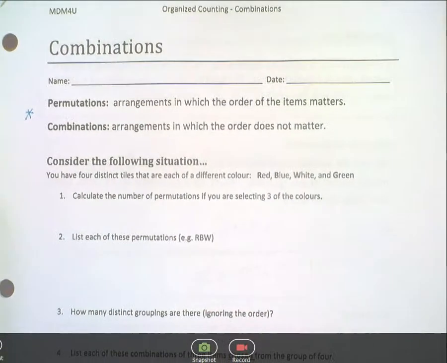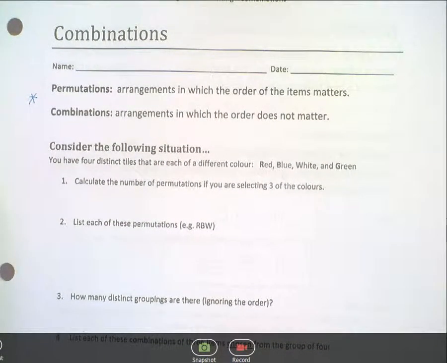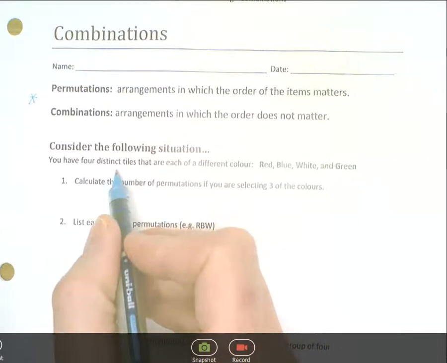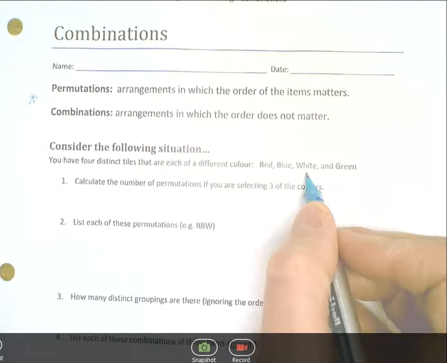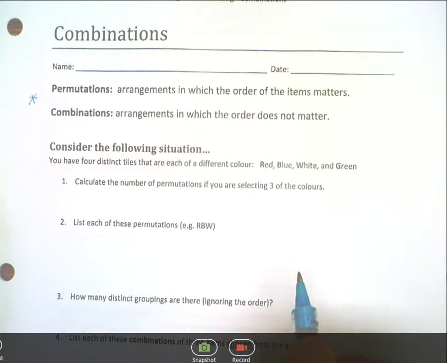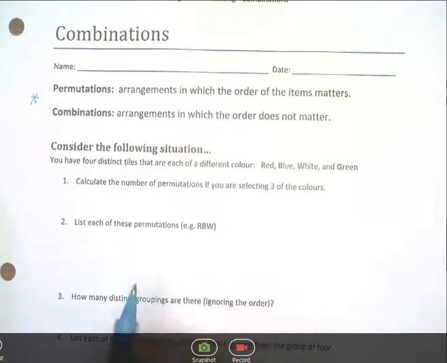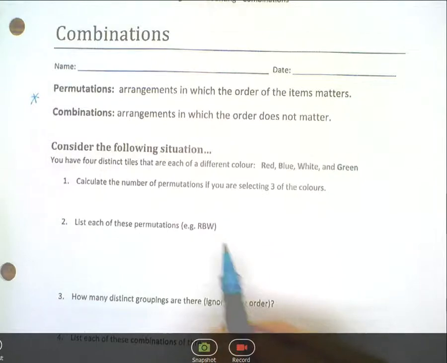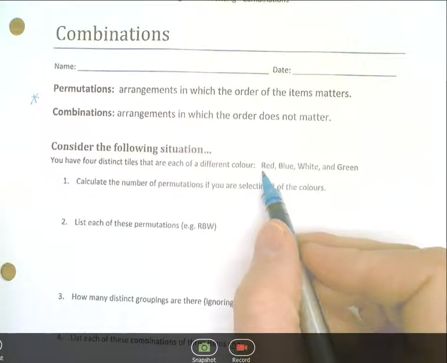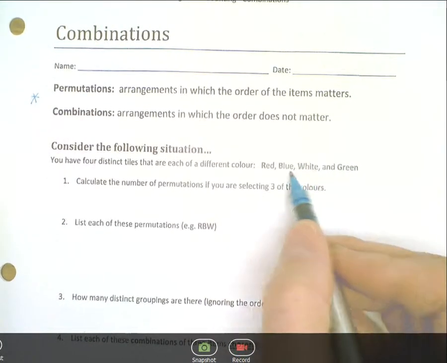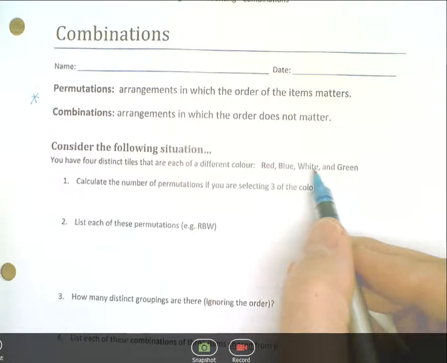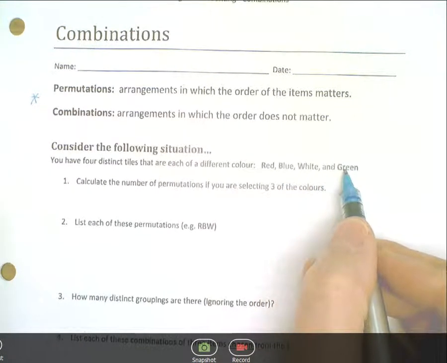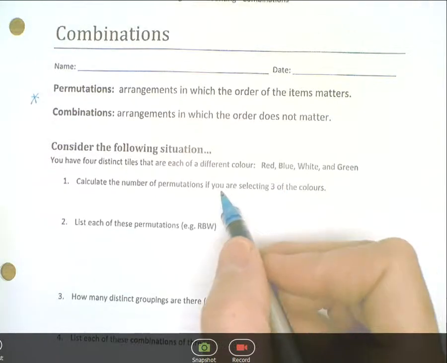All right, so let's look at a situation where we have distinct tiles. These tiles are red, blue, white, and green. And we want to calculate the number of permutations if we're selecting 3. So imagine that we have these 4 tiles, and I say how many ways can I grab them where the order matters. So the very specific ordering matters. So I could pick red, blue, white, red, blue, green, blue, white, green, or green, white, blue, green, blue, red. The order would matter.